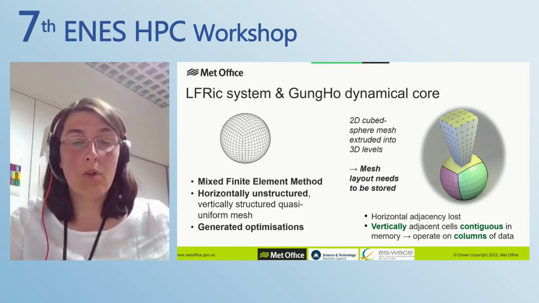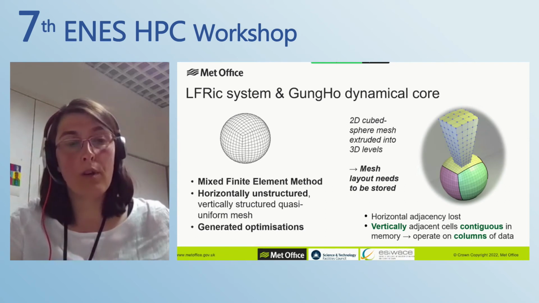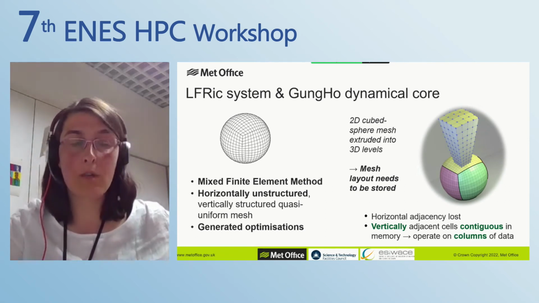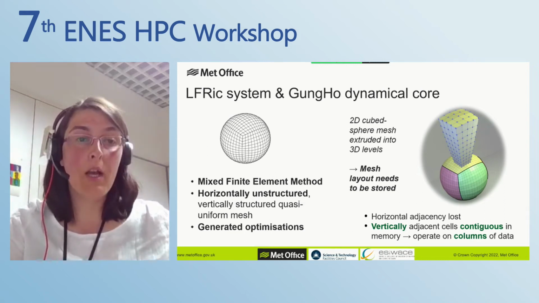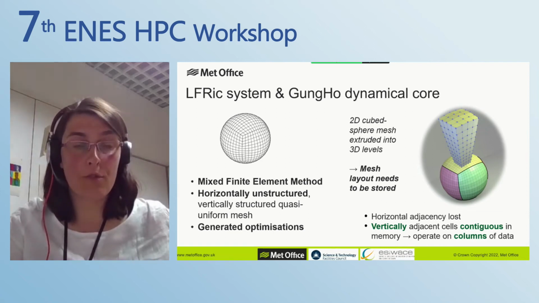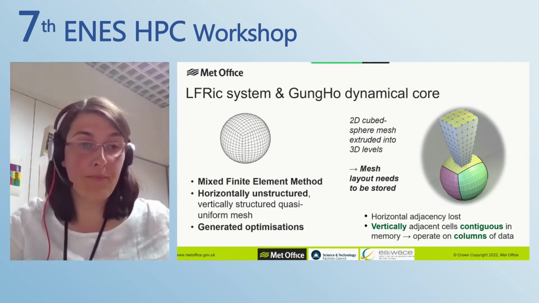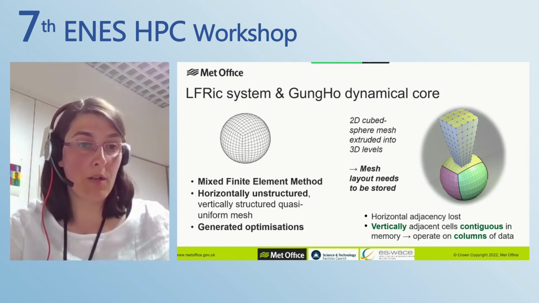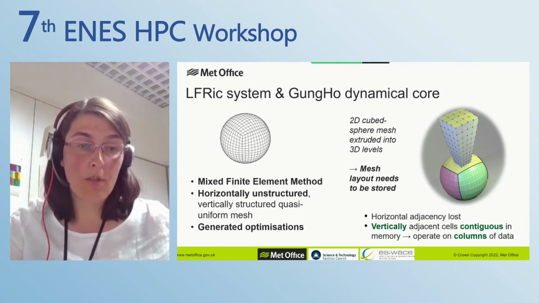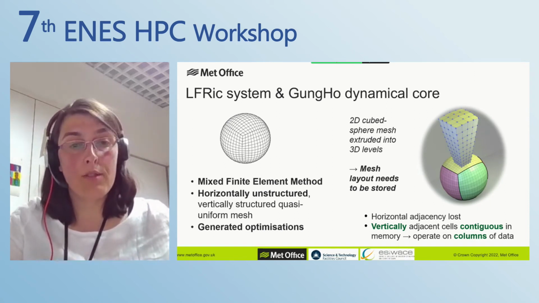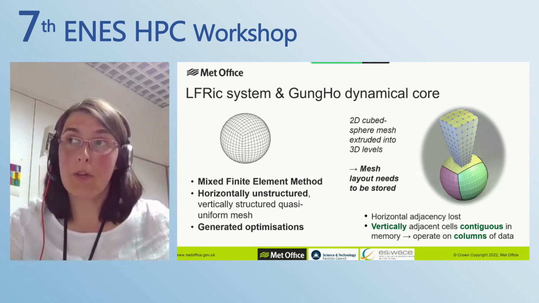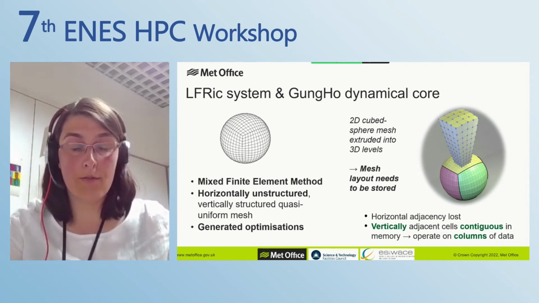So I'm just going to outline the differences between the current model and LFRic. The current model works with the finite differences method on a horizontally fully structured lat-long grid. And the Gung-Ho dynamical core in LFRic has a mixed finite element method with a horizontally unstructured, vertically structured quasi-uniform mesh. In the current model the optimizations are hard-coded. In LFRic, we are generating them using PSyclone.